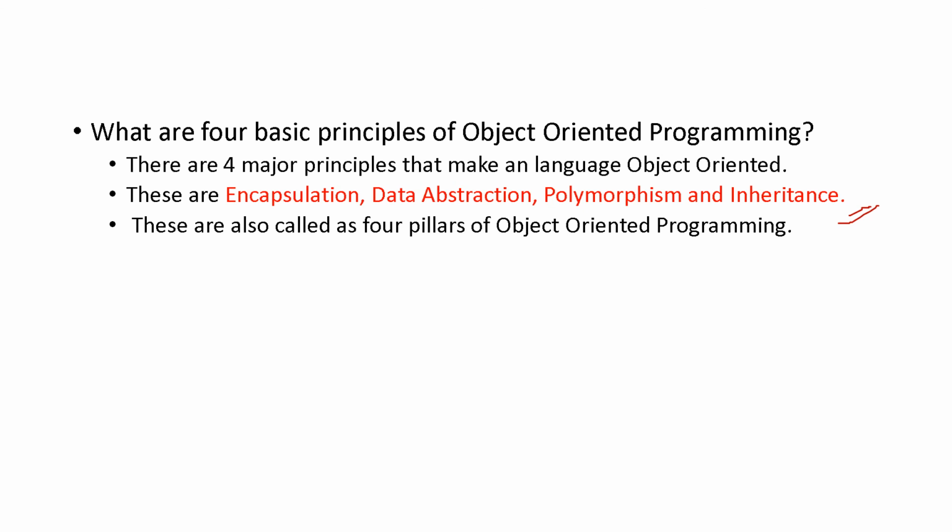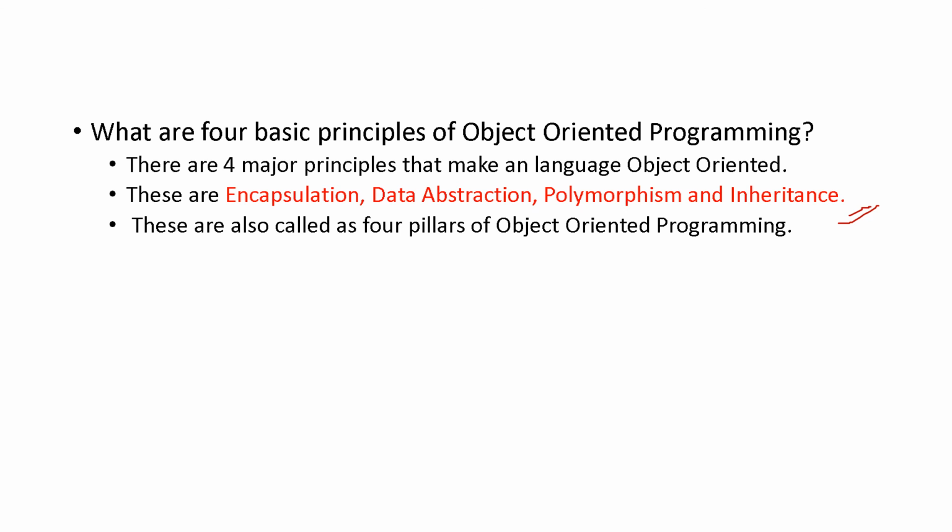Last class we saw the basic concepts of OOP, right? There we studied them in detail. I explained in detail what is encapsulation, what is data abstraction, what is polymorphism, and what is inheritance. Encapsulation and data abstraction are about hiding. Polymorphism is about shape, and inheritance is about reusability.